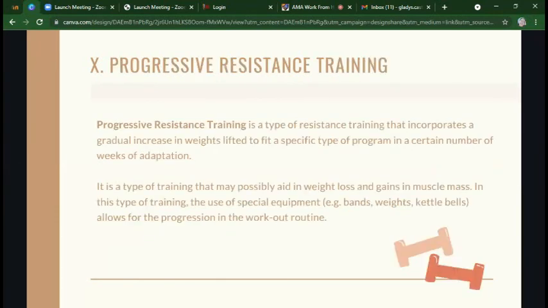Progressive resistance training is a type of training that incorporates a gradual increase in the weights lifted to fit a specific type of program in a certain number of weeks of adaptation, depending on your age, your weight, and the condition of your health. It is a type of training that may possibly aid in weight loss and gains in muscle mass. In this type of training, the use of special equipment like bands, weights, and kettlebells allows for progression in the workout routine.